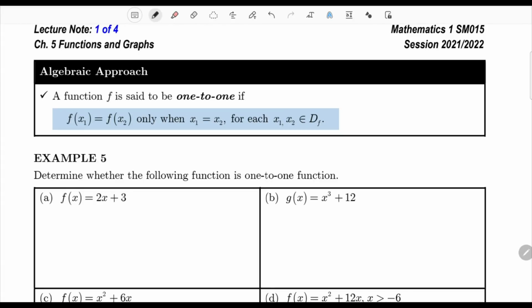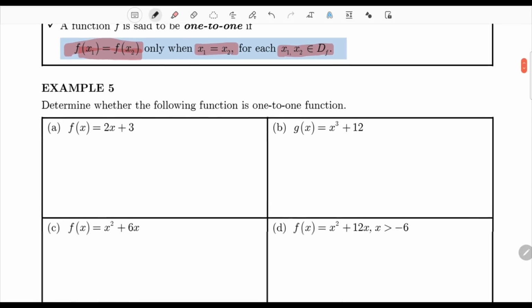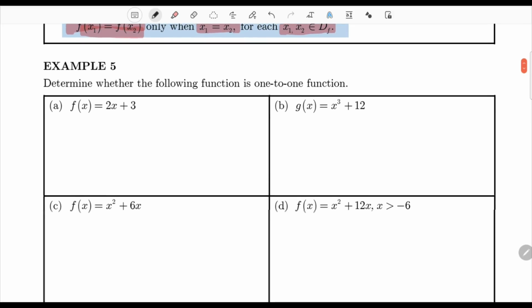Right, next, we're going to show whether a function is one-to-one by using the algebraic approach. A function f is said to be one-to-one if f of x1 equals f of x2 only when x1 equals x2, for each x1, x2 elements of the domain of f. So let's look at the process. Look at example 5.